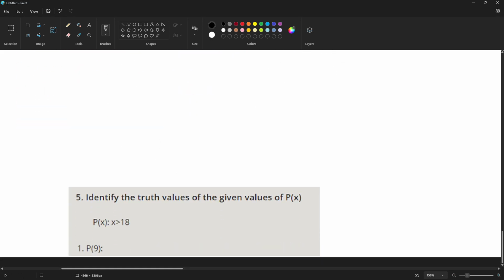For the last item, identify the truth values of the given values of p of x. So for this question, you just simply need to plug in the x value on the given mathematical statement and determine if it is true or false. So for this number, the x value is 9, and you need to plug in 9 into this x value. So this is read as 9 is greater than 18. Therefore it is false.